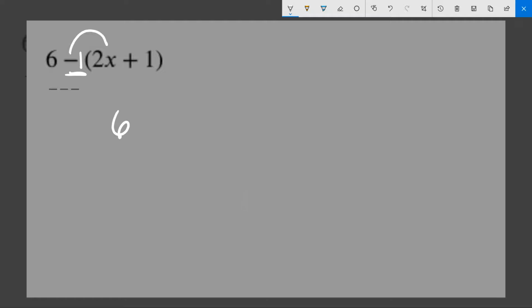Okay, so we still have that 6, and we go with the you-have-to-subtract idea. You have to subtract the 2x, and you have to subtract the +1. But that's what happens when you just distribute -1: -1 times 2x is -2x, and -1 times +1 is -1. So it's kind of two ways to think about it. And then when we simplify this by combining the like terms 6 and -1, we would have the -2x and then plus 5.